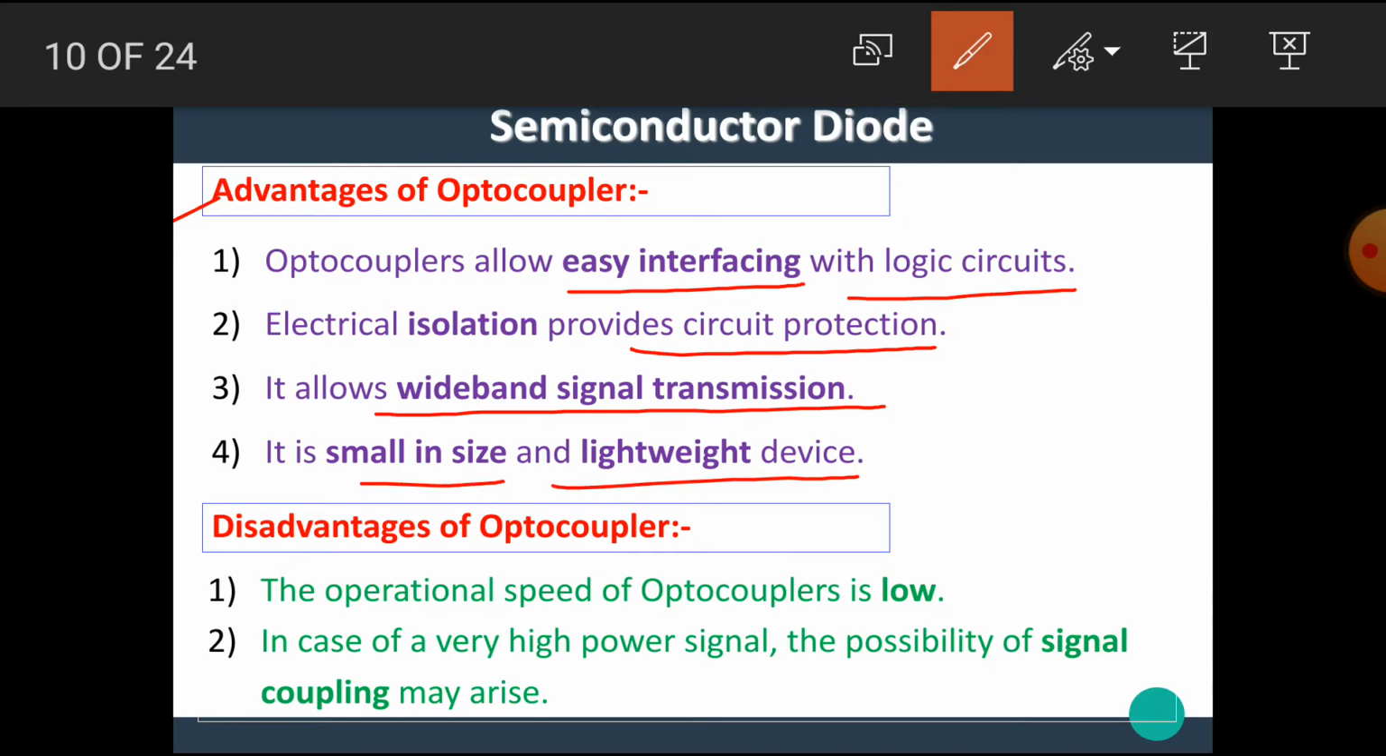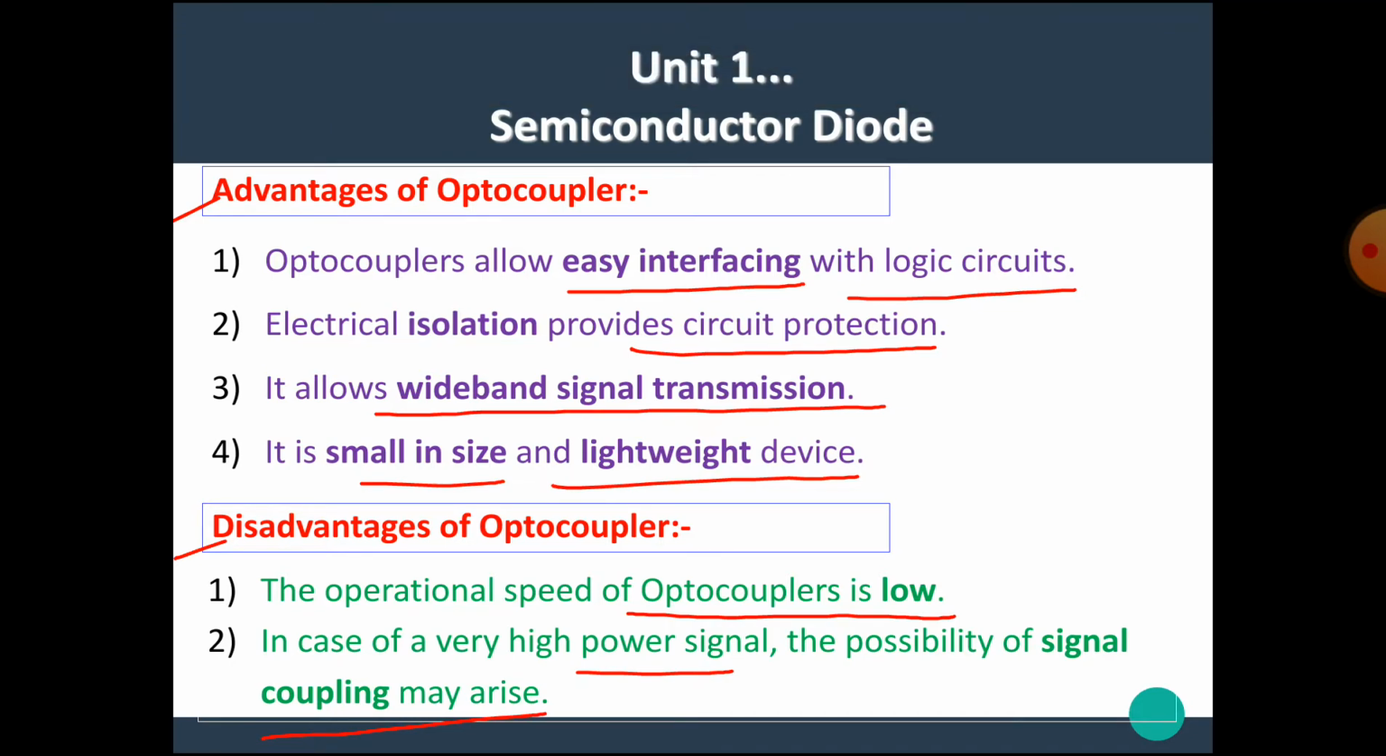There are some disadvantages of the optocoupler, such as the operating speed of the optocoupler is very low. In case of a very high power signal, the possibility of signal coupling may arise.